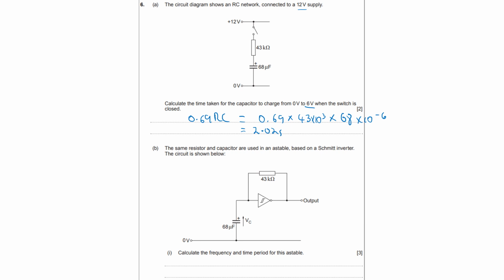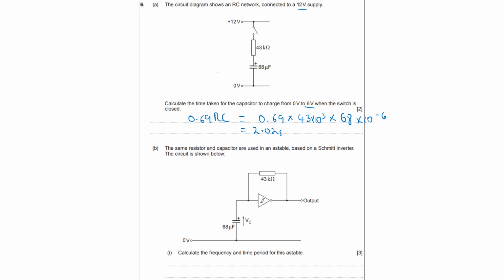Now, you can use the equation on the data sheet if you really want. It will be the charging one, and it will be the time one, with the minus RC ln VC over VO. Was it VC over VO? Yeah, VC over VO, I think. Yeah, that way around. It's on the data sheet anyway, so you could use that equation if you wanted to. But I would probably stick with the 0.69 RC one. So I'll take that one off. So you've already got that there.